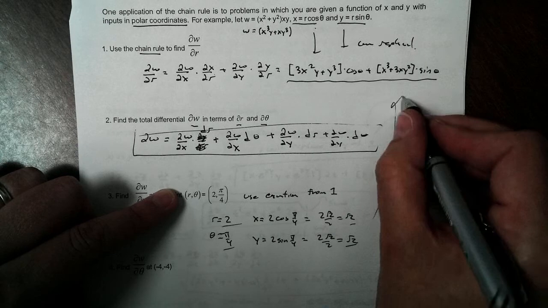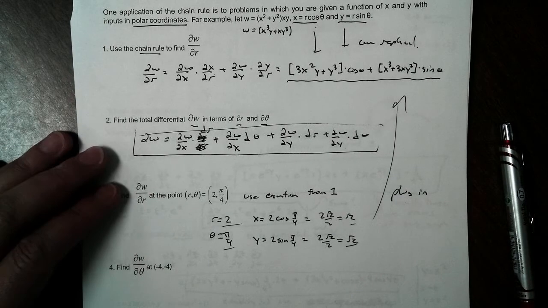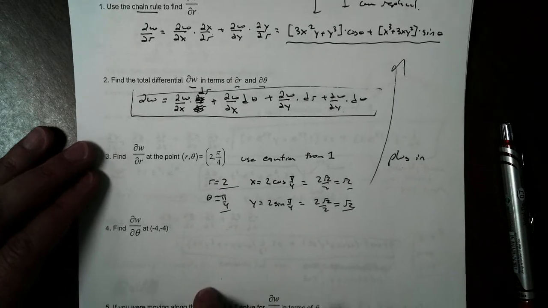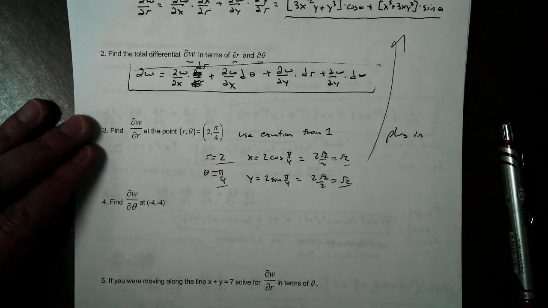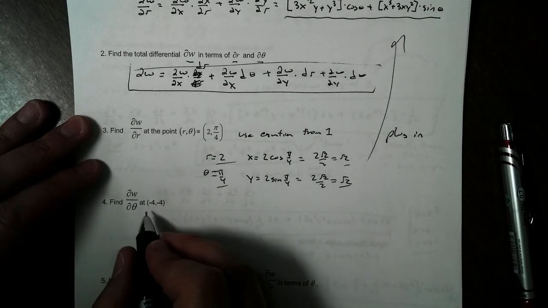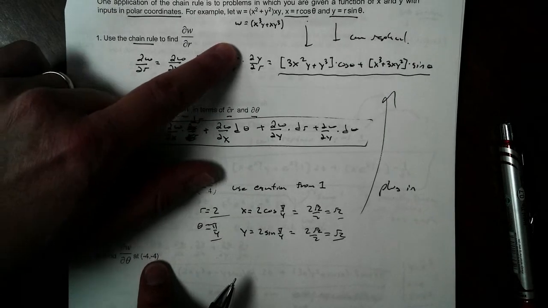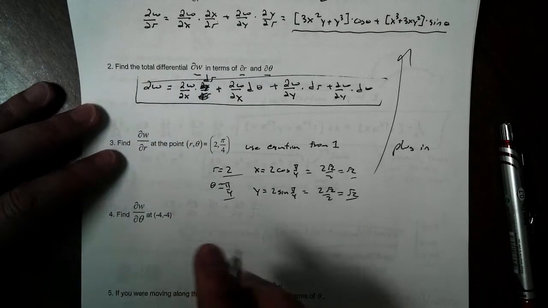And you would just plug those in right here. The one I want to take a look at is question number 4, where they say find the partial of w with respect to theta. So now we're looking at the derivative with respect to theta. Up here we took the derivative with respect to r. So now let's take the derivative with respect to theta.